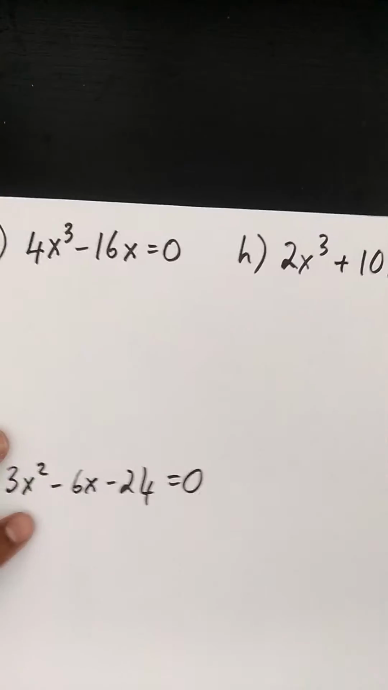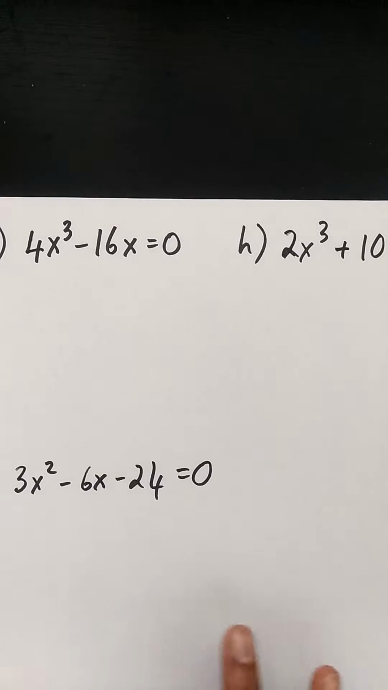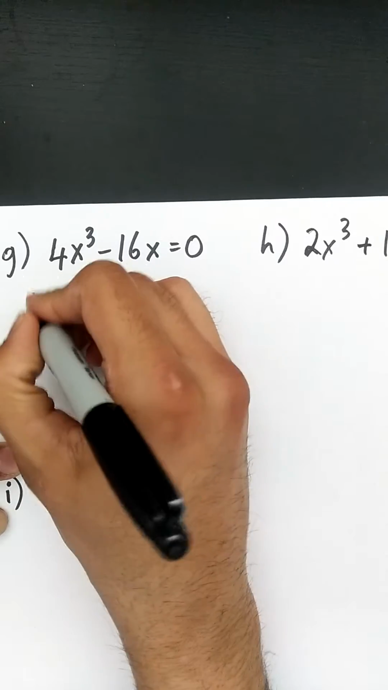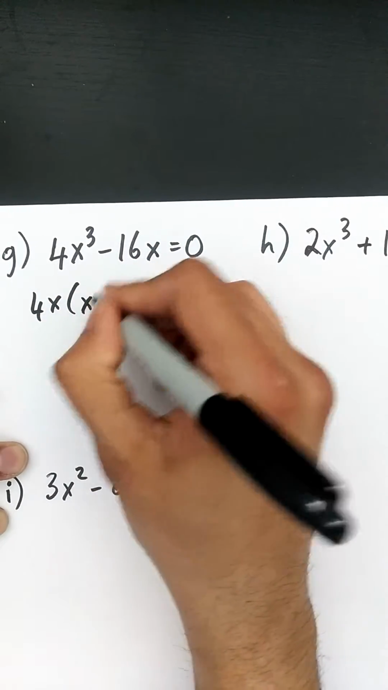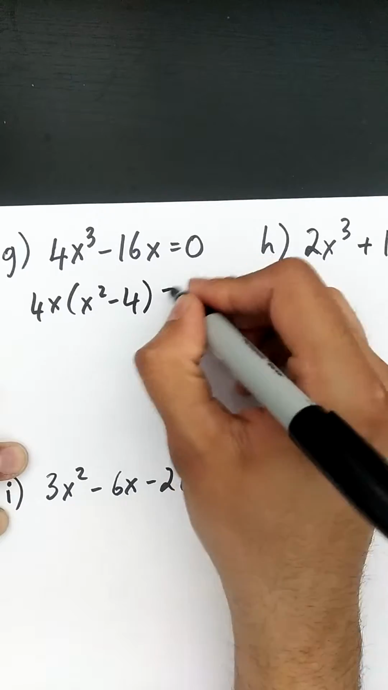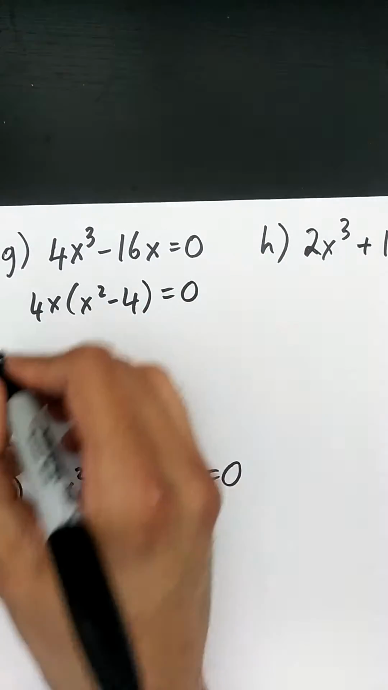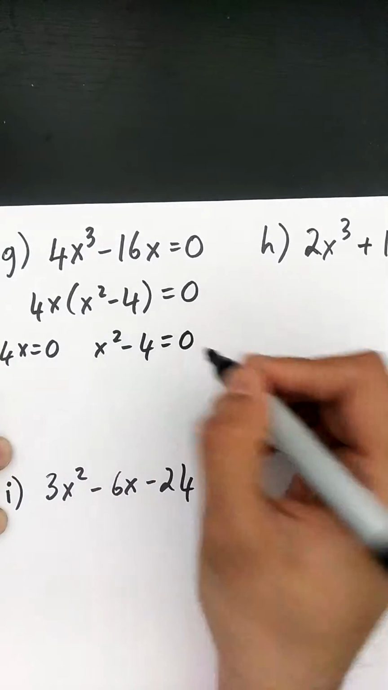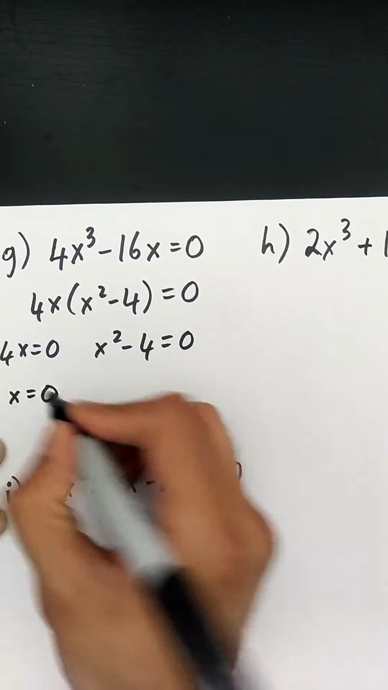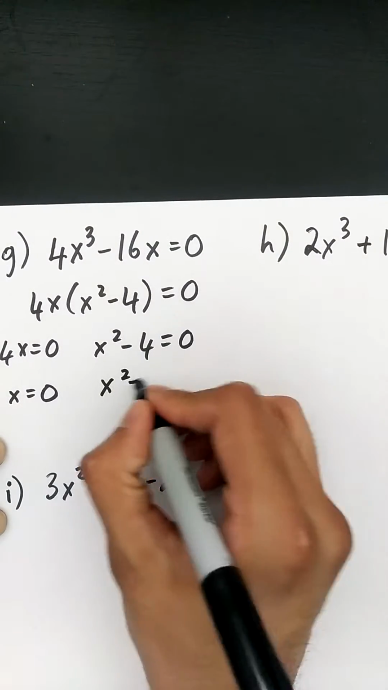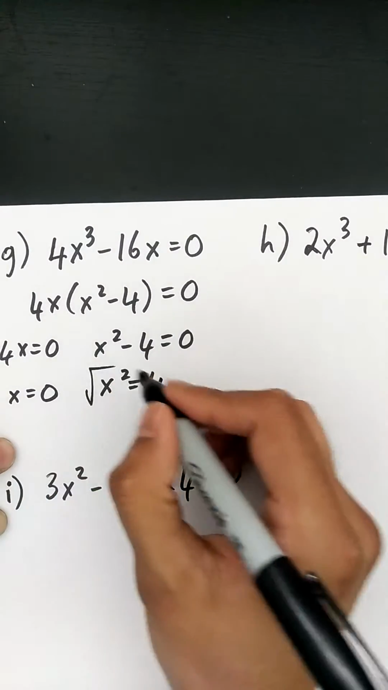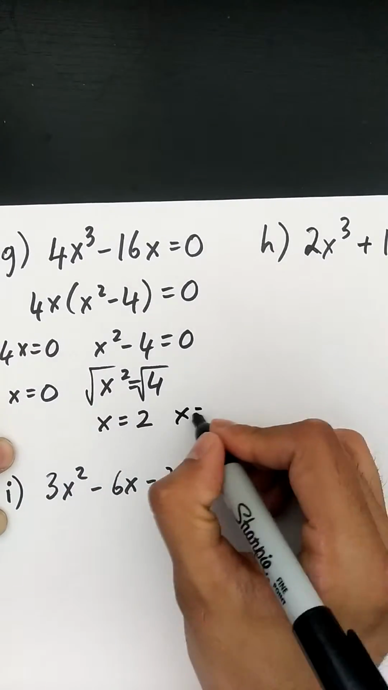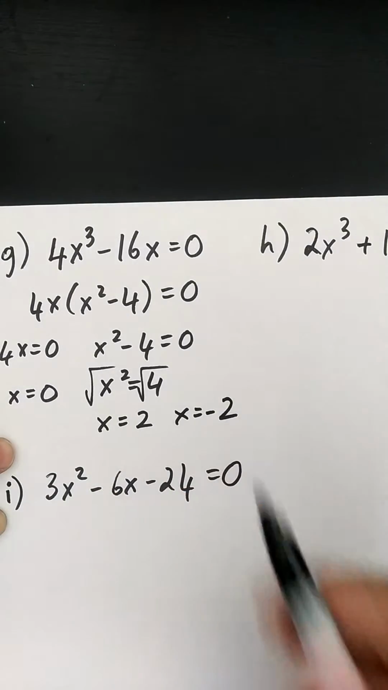I have a few more equations, some cubic equations over here. So again, my common factor over here is 4x. And I'm left with x squared minus 4 equals 0. So I can split this into two equations now. 4x equals 0, x squared minus 4 equals 0. This will just be x equals 0. Here I'll get x squared equals 4. Square root both sides. x will equal 2, x will equal -2. So we have three solutions in this one.